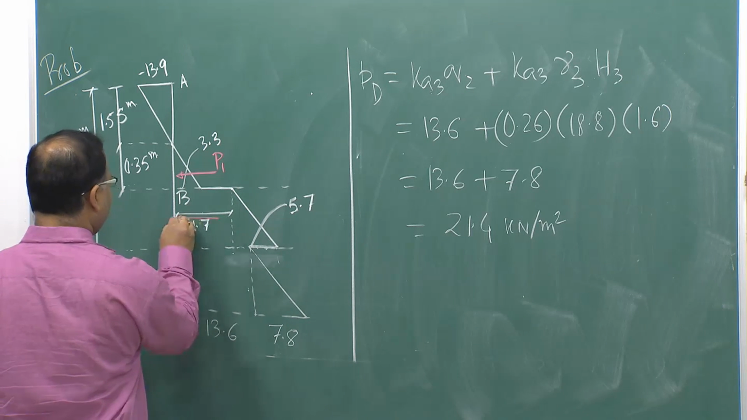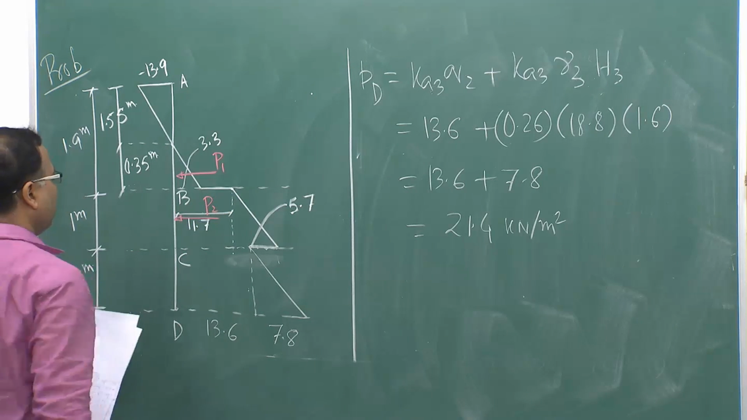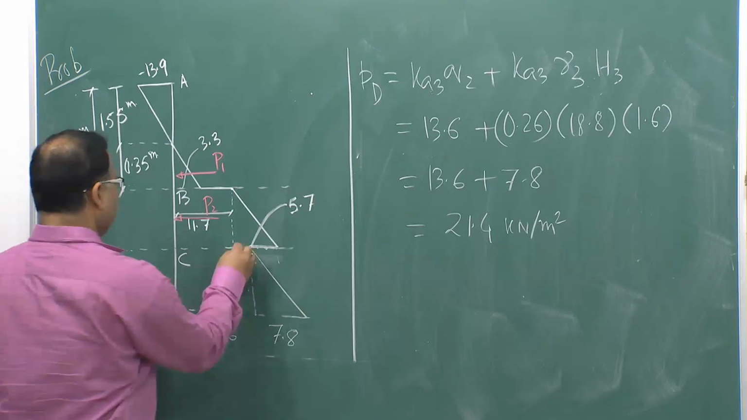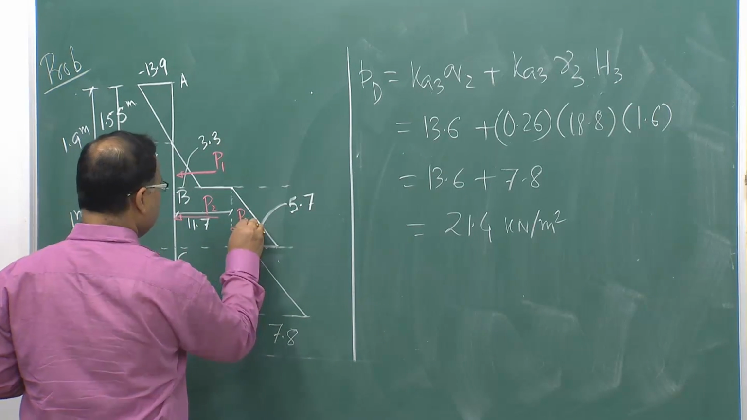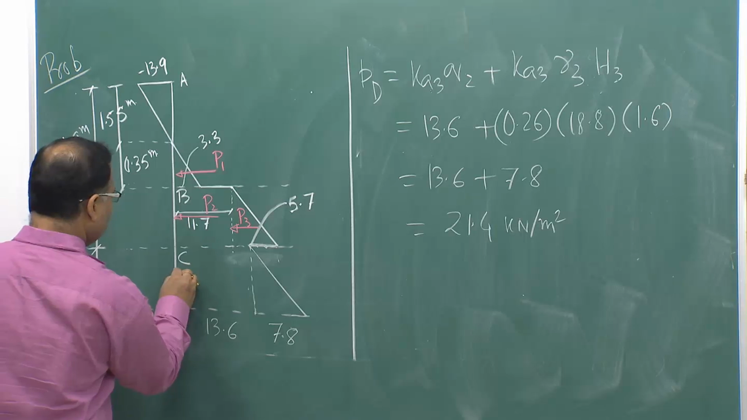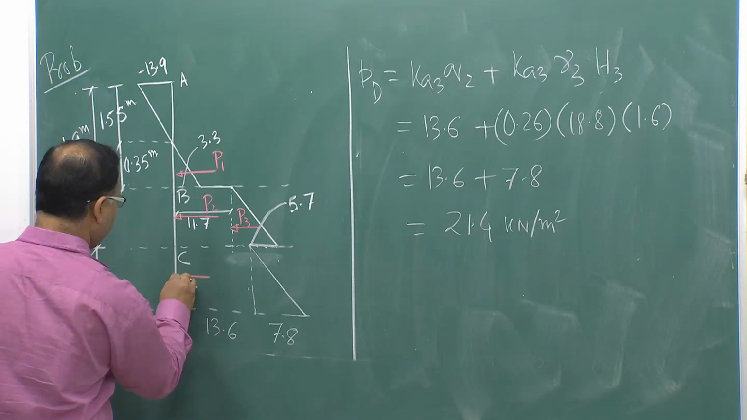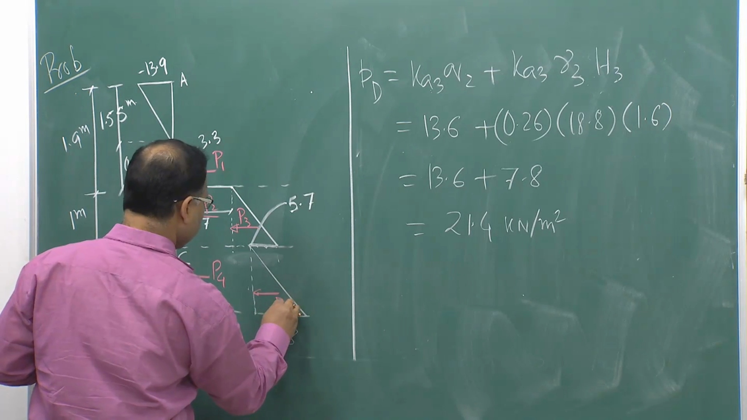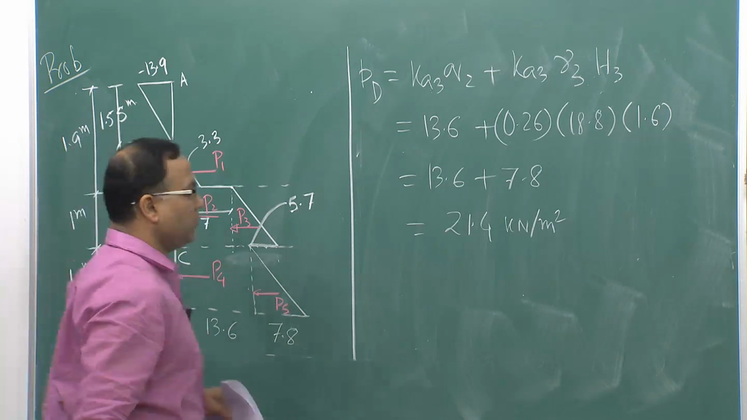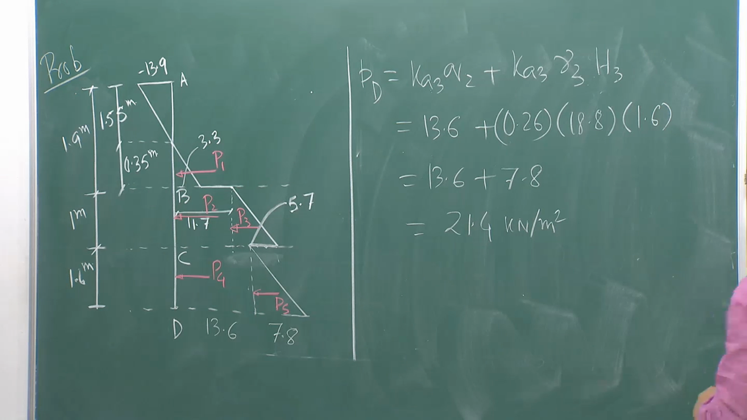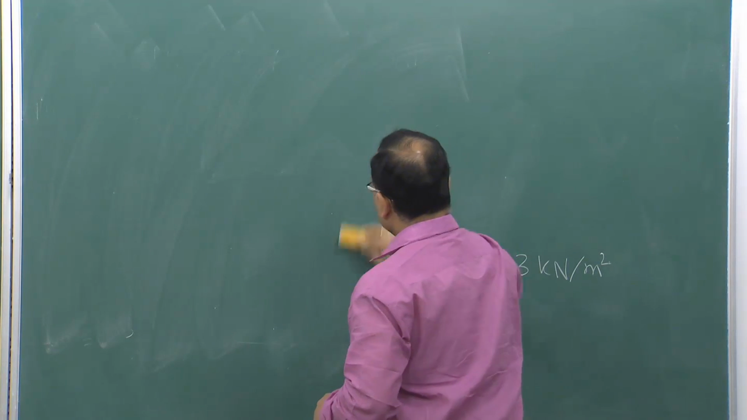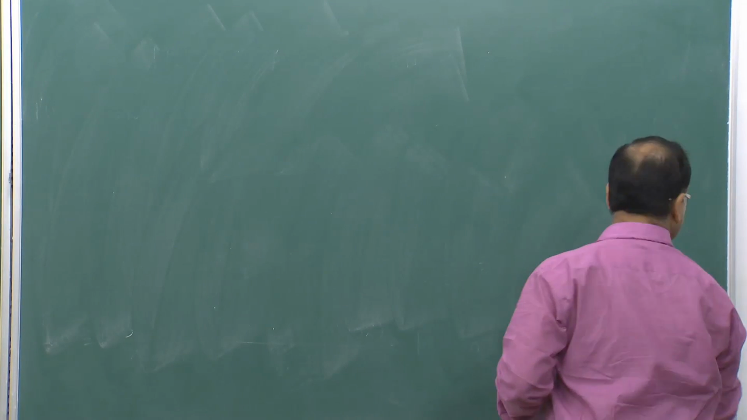P2 is here, which is nothing but the area under this rectangle, then P3 area under this triangle, again P4 area under this rectangle and P5 area under this triangle. Now, we are going to find out all these forces. So, how we can find out all these forces? So, these forces will be nothing but the area under the respective area curves.